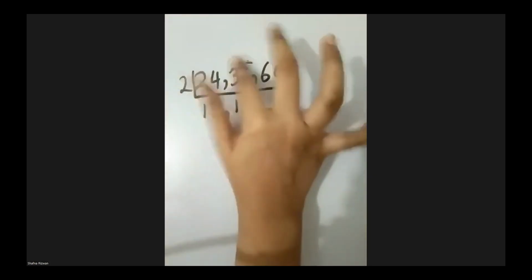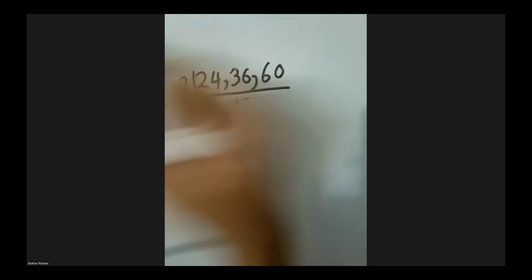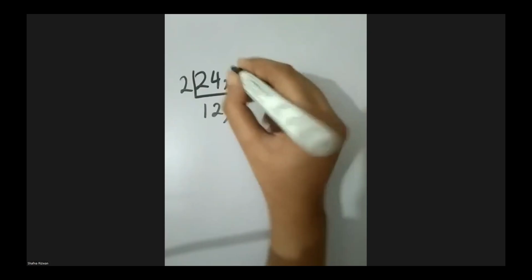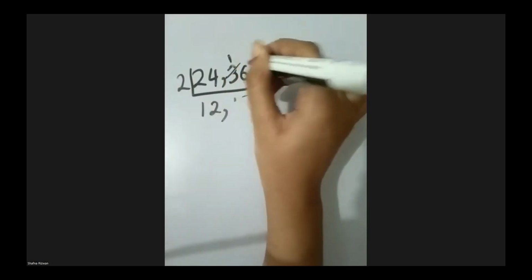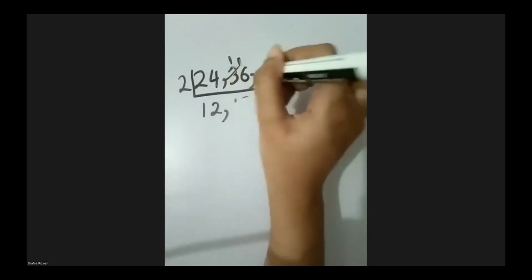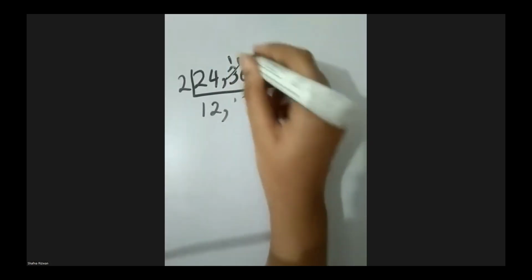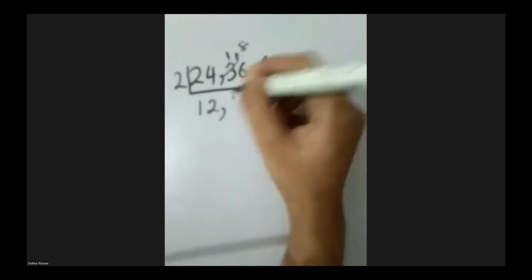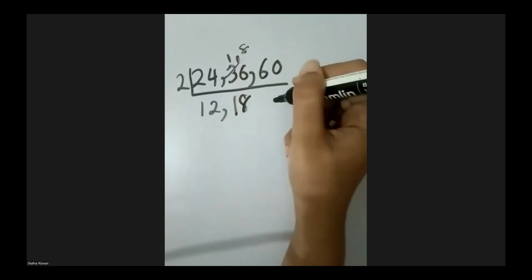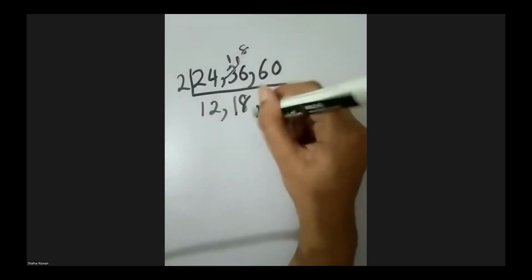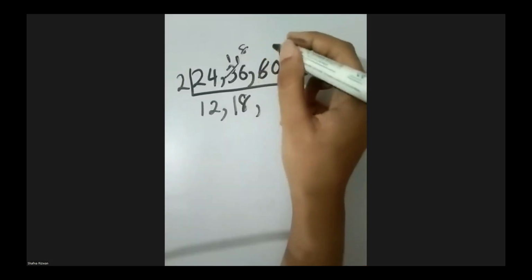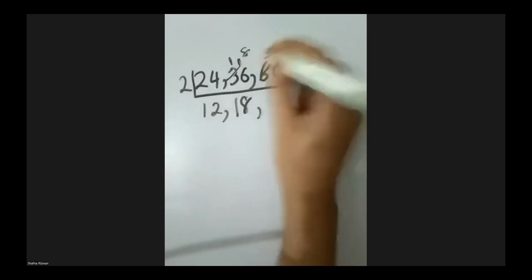So in 36, how many 2 do you have? Once. I have written 2 here. So how much is the balance? That is 18, which will become your answer. And in 60, how many 2 do you all have? That is 3 times, and here 0. So put it like this.